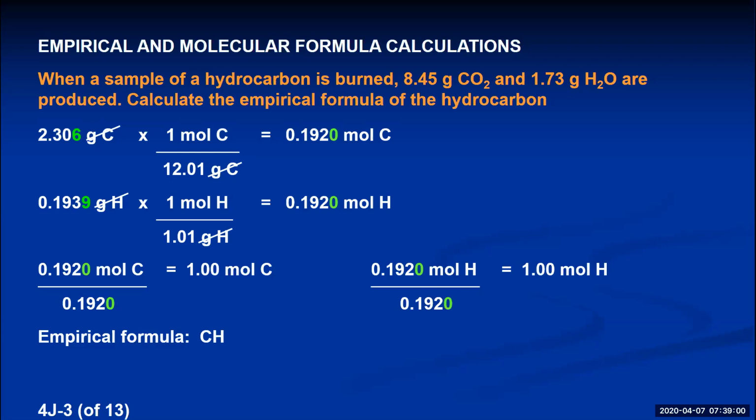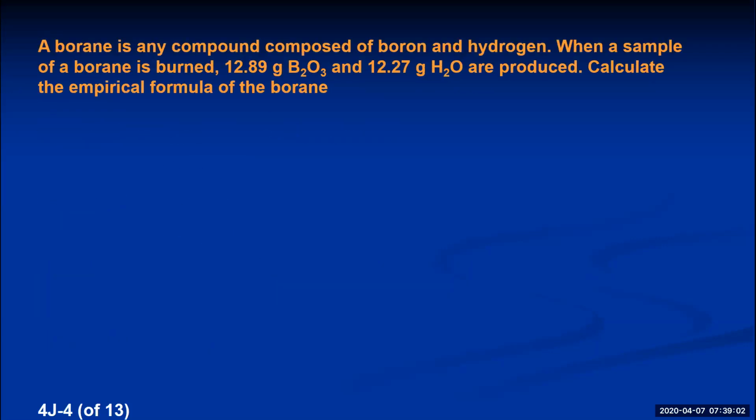Let's try a second example. A borane is any compound composed of boron and hydrogen. When a sample of a borane is burned, 12.89 grams of B2O3 and 12.27 grams of H2O are produced. Calculate the empirical formula of the borane. So once again, I'm giving you raw data from an experiment dealing with this unknown compound, as opposed to telling you the compound is 60% boron and 40% hydrogen.